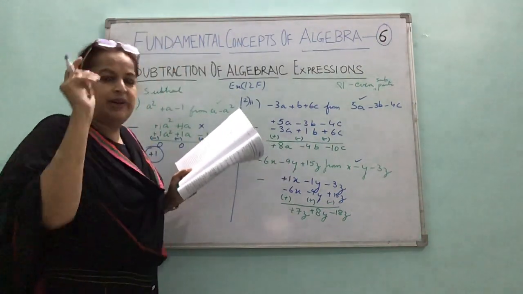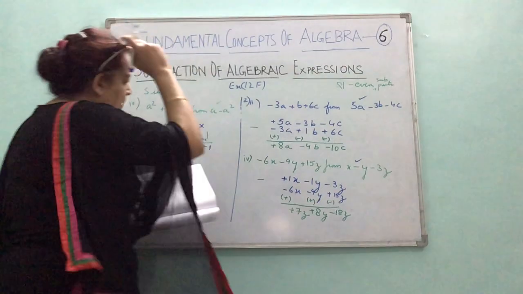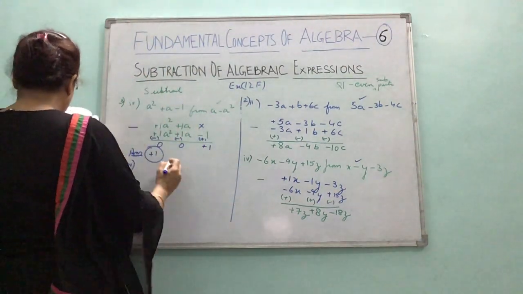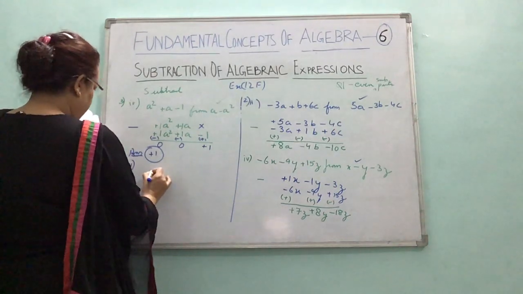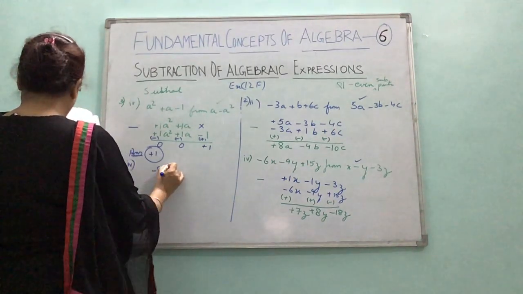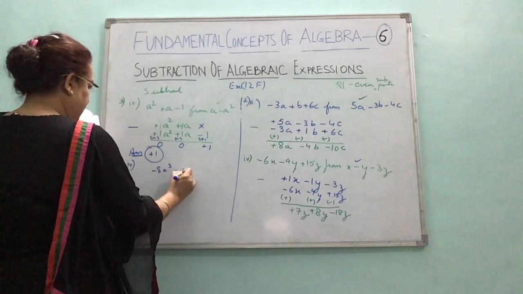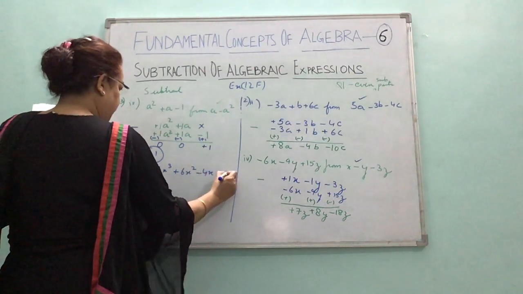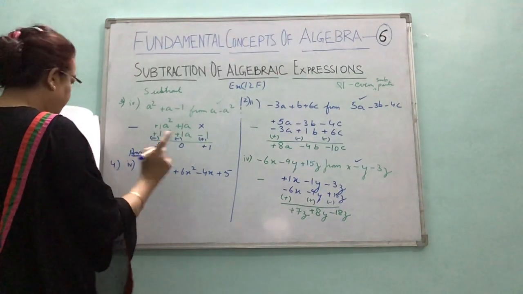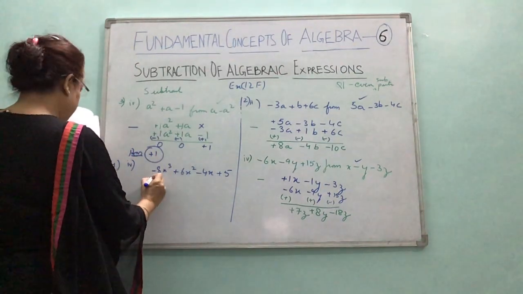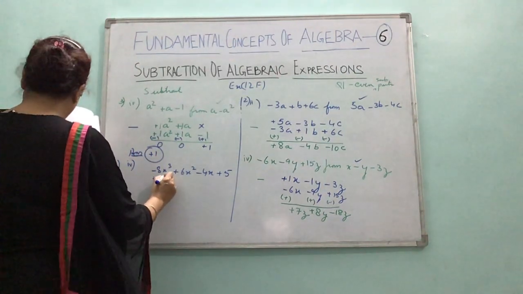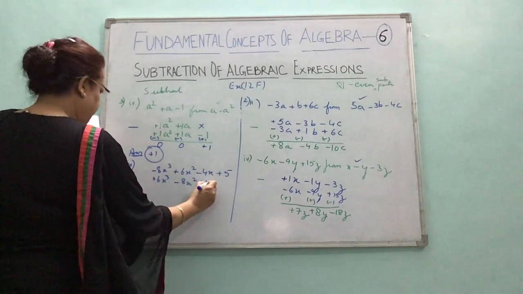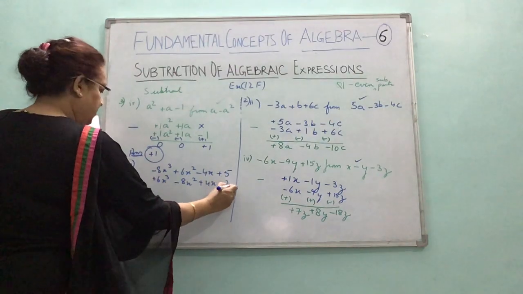Remember, when you do systematic work, it is always good. Your answer should always come in decreasing order of powers. So I copy minus 8x cubed plus 6x squared minus 4x plus 5. And now I'll copy like term underneath the like term: plus 6x cubed minus 8x squared plus 4x minus 2.